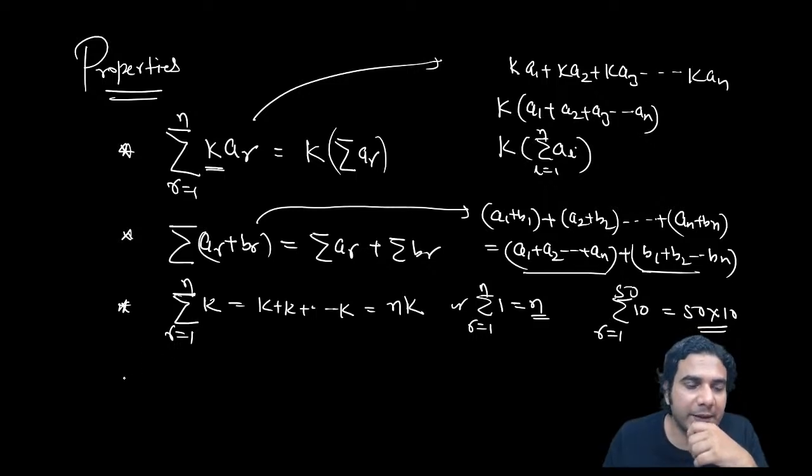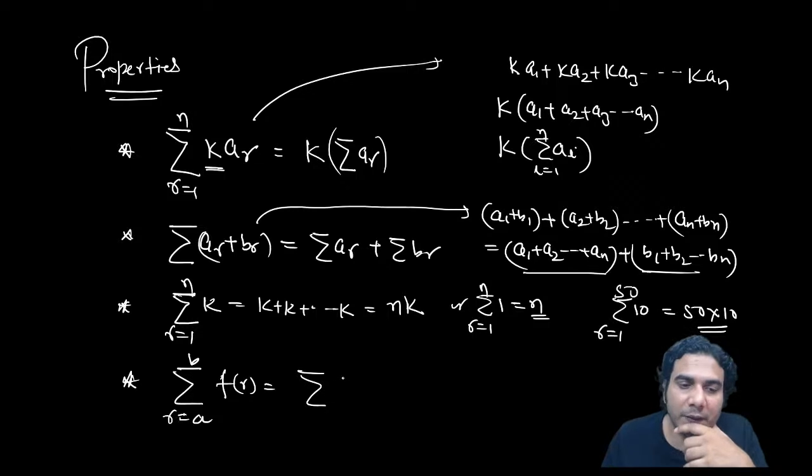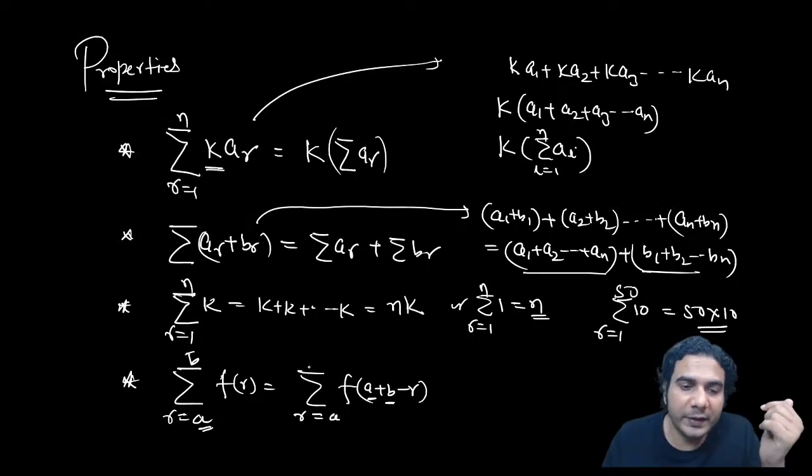So these are some properties, and this one is a very good property. Sigma of f of r from a to b, where a and b are natural numbers or integers. You have written f of r, some function of r. That can be written as sigma of f of a plus b minus r. See, this is the lower limit, this is the upper limit. So r can be replaced by a plus b, lower limit plus upper limit minus r, and these limits will remain the same.